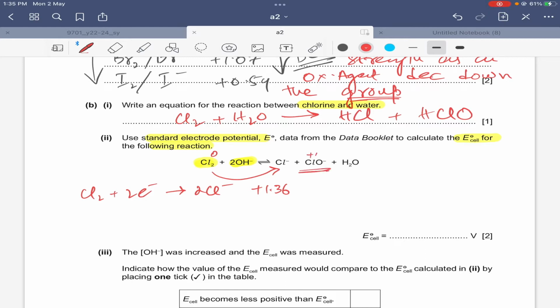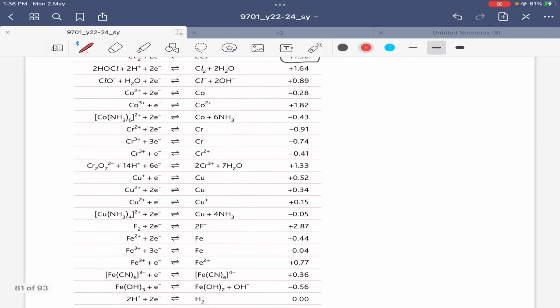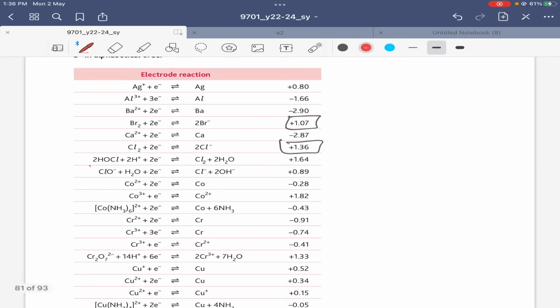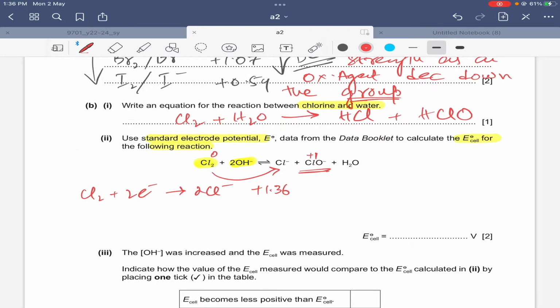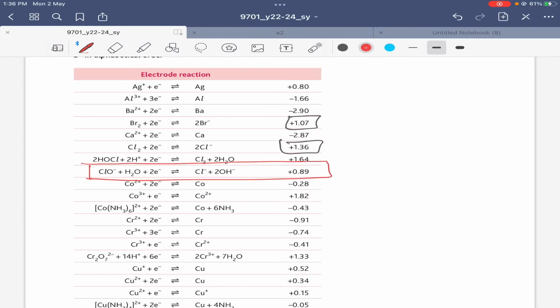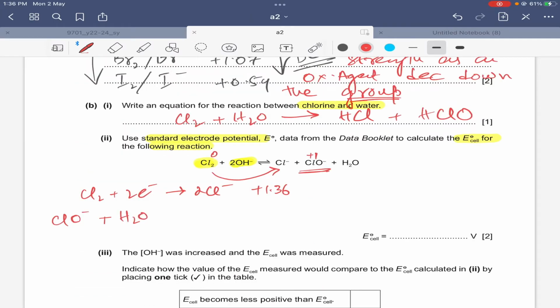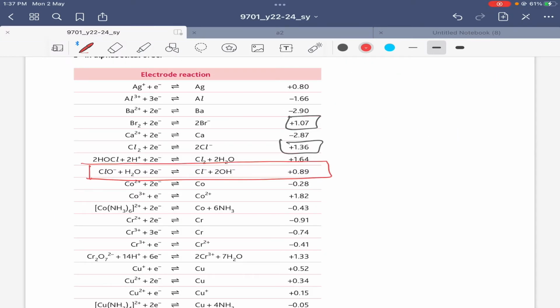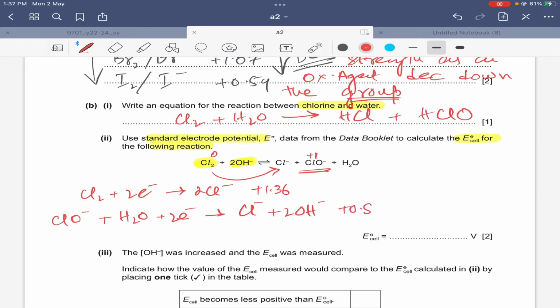And the other equation would be the one in which chlorine is being oxidized, its oxidation state changing from 0 to plus 1. So let's find the equation in which chlorate ions are forming. This equation is ClO minus plus H2O plus 2 electrons gives Cl minus plus 2 OH minus, and the E0 value is plus 0.89.